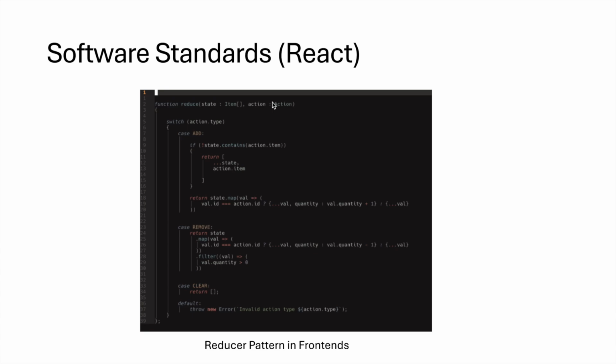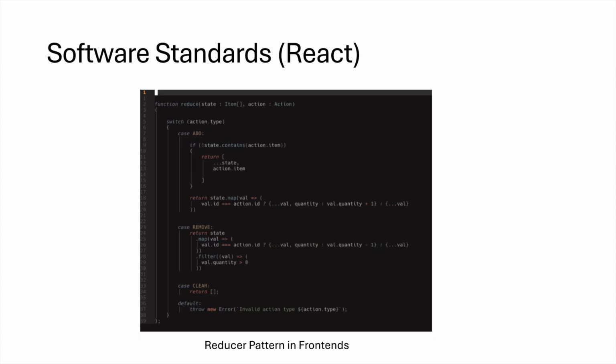It can contain any data, which indicates what we need to do to the state. In my example, action has an item, which is something that we might want to add or remove to the state array, and it can have an ID, which is probably just going to be the ID number of the item.